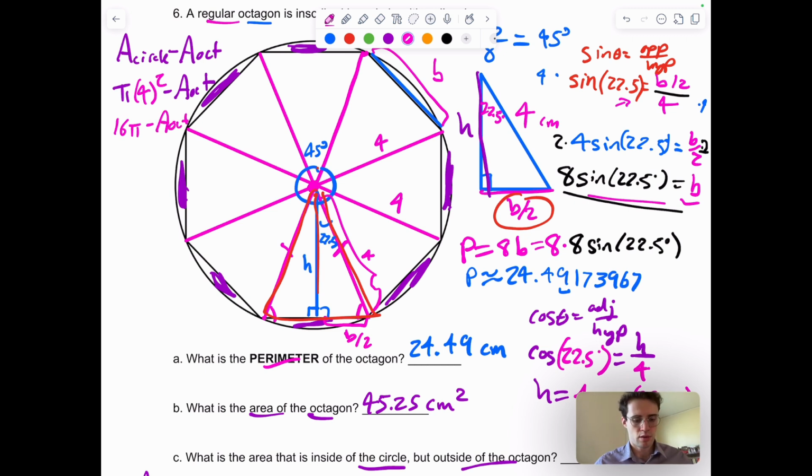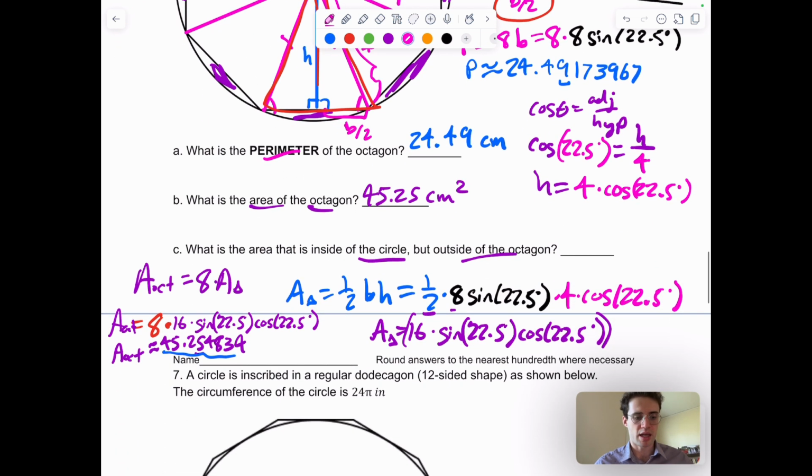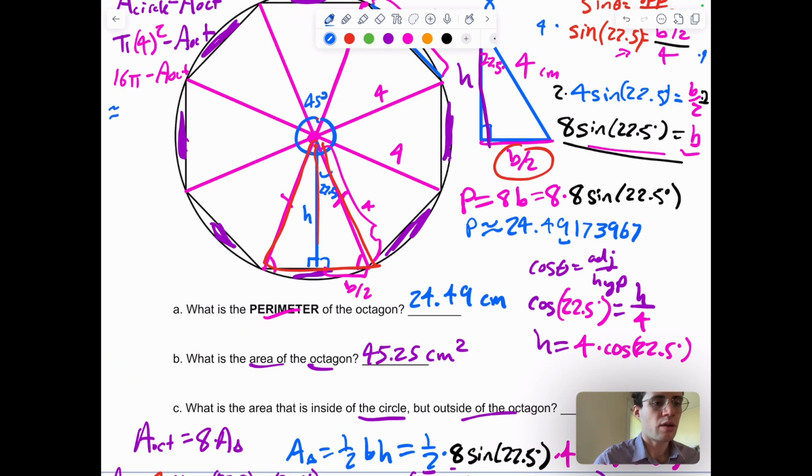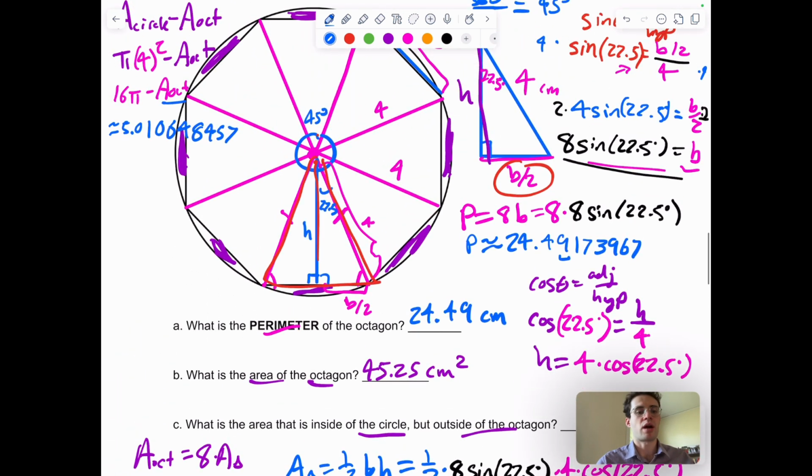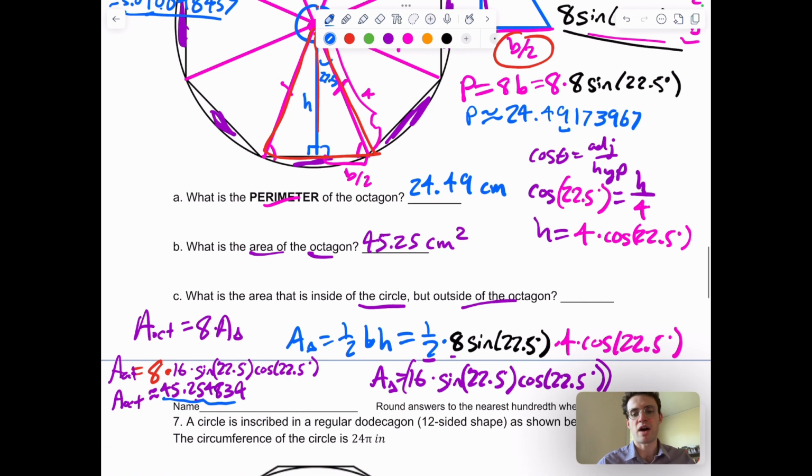So I'll type that in. 16 times pi minus the area of the octagon, so I could do minus 45.254834, and I could use the stored value I had there, and that gives me approximately 5.01064847. So again, don't use the rounded value of the octagon, don't use a rounded value of pi or 16 pi, don't round until the very end. So we've got this thing way beyond what we need to the nearest hundredth, 0 round down, so that just stays as 5.01, and it's an area. Our units were centimeters, so it's going to be centimeters squared.